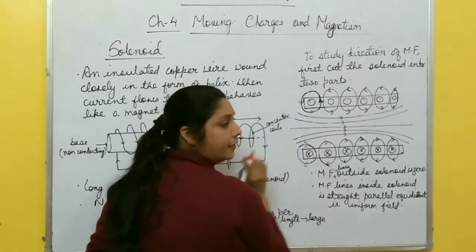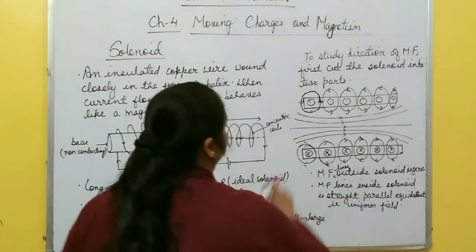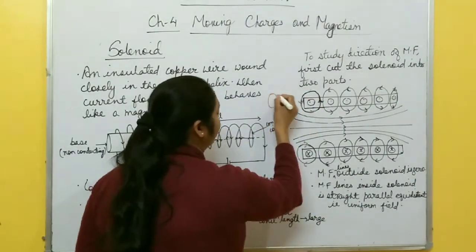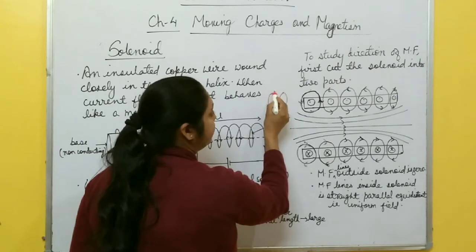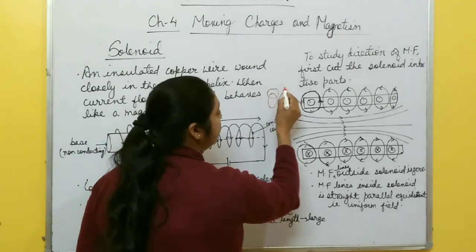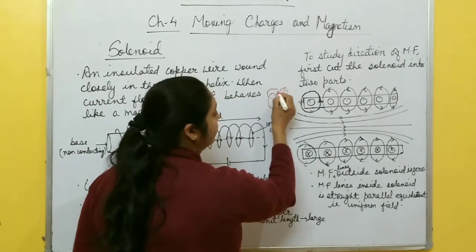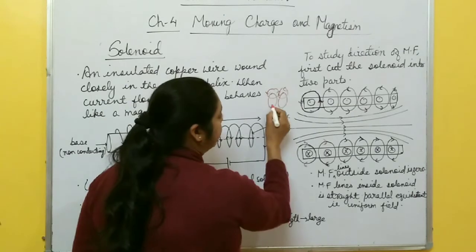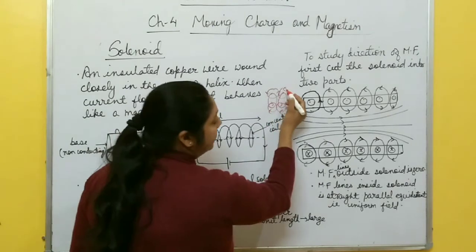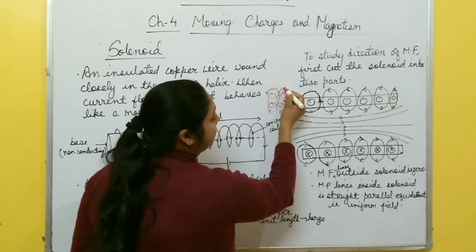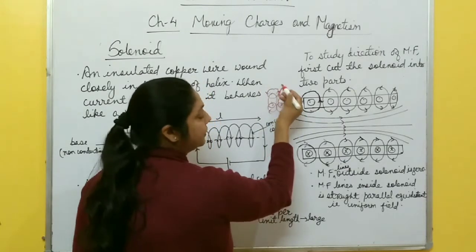But outside the solenoid, what happens? Suppose these are two coils, one coil and two coil. Around each, the magnetic field is there. In the upper part, the direction of magnetic field is anti-clockwise, and in the lower part, the direction of magnetic field is clockwise. So you find that in the upper part, in one coil the magnetic field is downward, in another coil the magnetic field is upward. So both cancel each other.